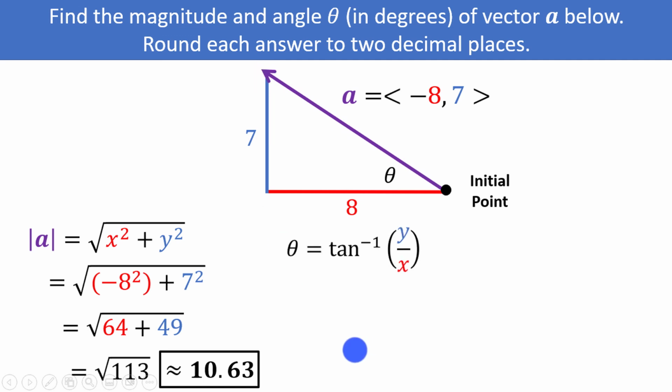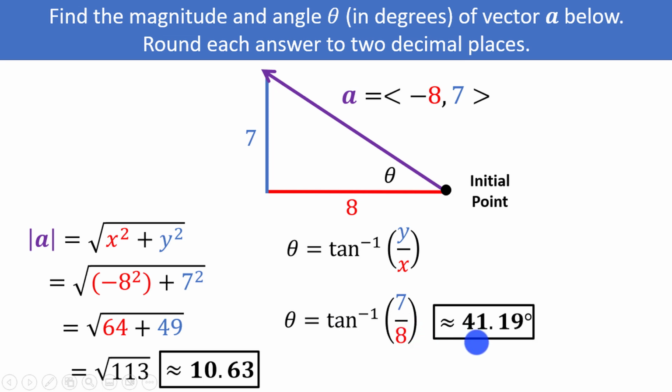To find the angle theta, we can take the inverse tangent of y over x. Now, it's important to note that the angle theta is the interior angle of the triangle created by our vector. It is not the obtuse angle from the positive x-axis all the way to our vector. If we want to solve for the interior angle of the triangle, then we should use the positive versions of the side lengths. We should not use negative 8 for x. So theta will be equal to inverse tangent of 7 over 8. If we plug this into our calculator, we will get approximately 41.19 degrees.